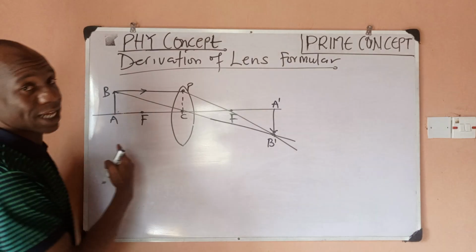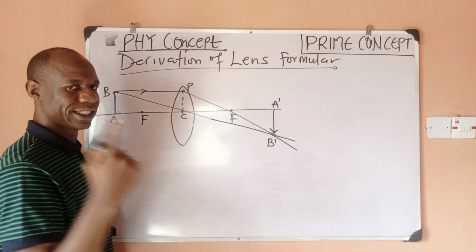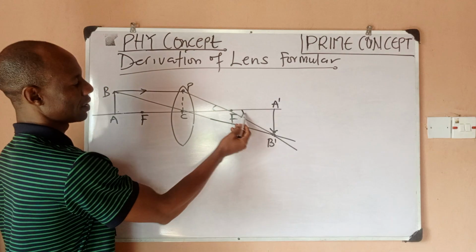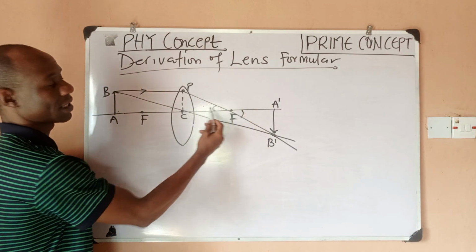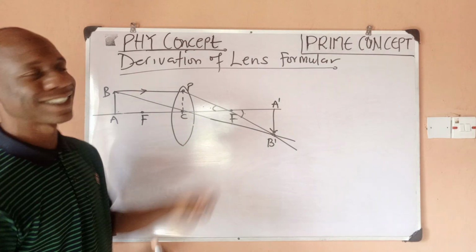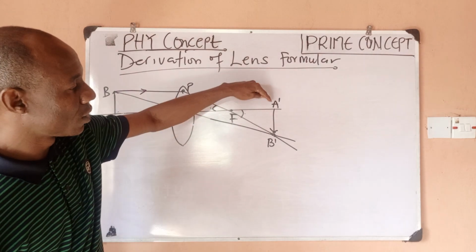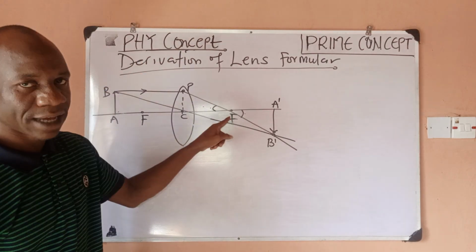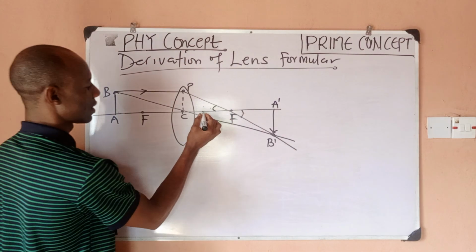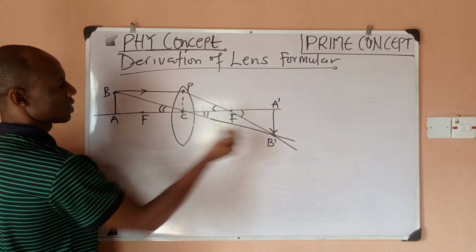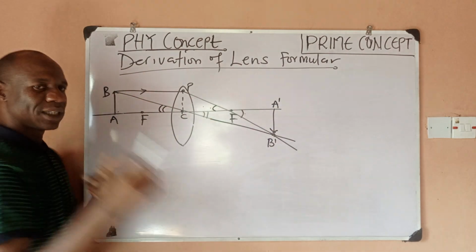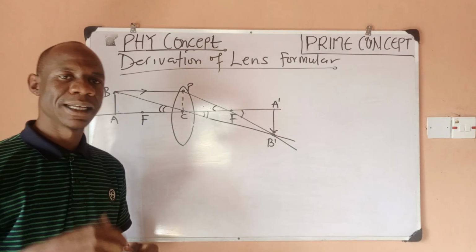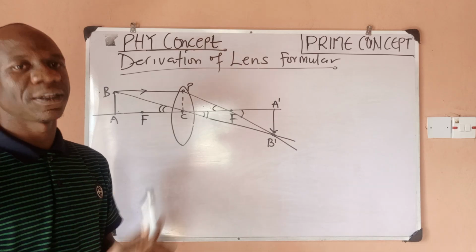Now, if you look at this very carefully, you notice we have similar triangles here. For example, this triangle is similar to this since they have the same angle, vertically opposite angles. So these two triangles are similar. What are the triangles? Triangle A prime B prime F is similar to triangle PCF. Again, you would notice that triangle A prime B prime C is similar to triangle ABC. So we can use the idea of similar triangles, the ratio of their sides, to derive this.